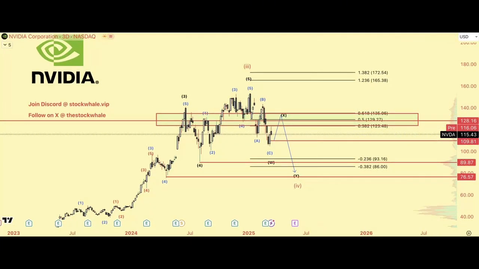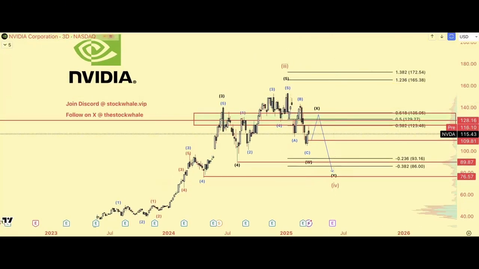So if Nvidia does something funky like this, right, you're not going to lose money. You're not going to gain any money, right? So you're in a risk-free trade. So that's your setup, guys, for Nvidia.